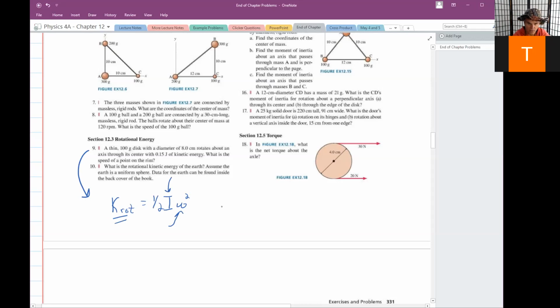Okay. But if I want the speed at a given point, that's when I'm using v equals R omega. So you're going to get omega by solving the equation from before. And then you know the diameter, so you know what the radius is. Then you can figure out how fast the point on the rim is moving. Perfect. Thank you. You are welcome.